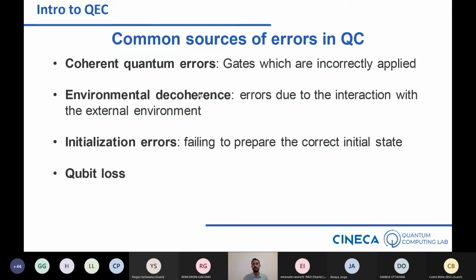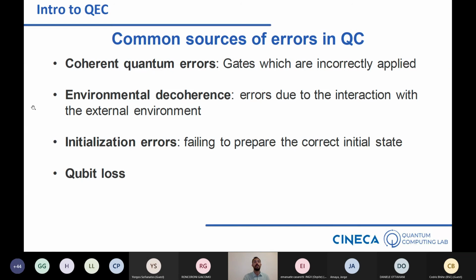It's something that is going to be necessary in the future, when we scale up to hundreds or thousands of qubits, if we want to run Shor's algorithm or Grover's algorithm. So it depends on the hardware. The error depends on the hardware.